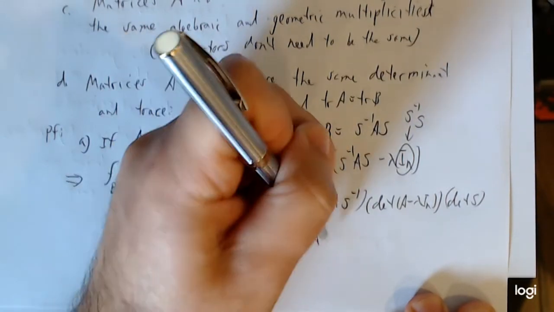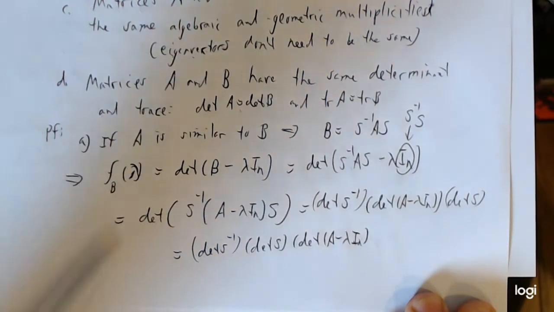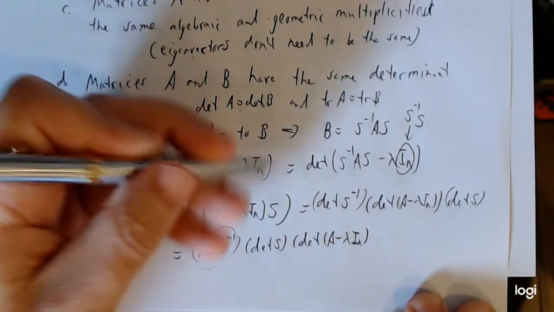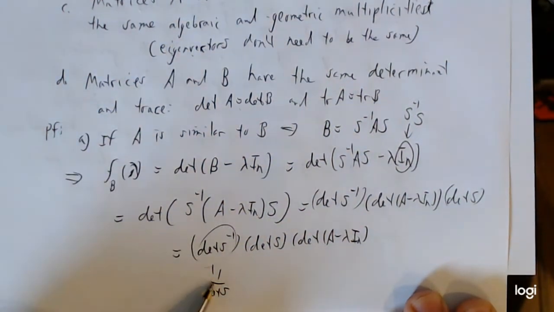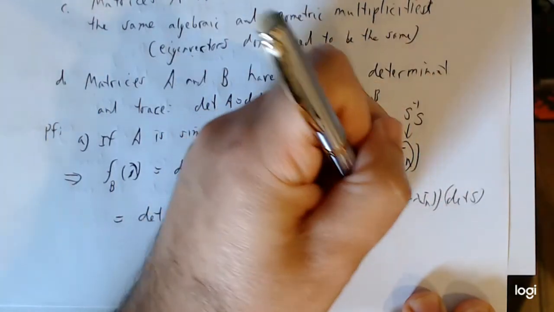And then we're also going to use another fact from last chapter, which is what? What do we know about the determinant of S inverse? This is the same thing as what? 1 over the determinant of S. If you remember, we proved that last chapter. So if this is the same thing as 1 over the determinant of S times the determinant of S, that's going to become 1. And what am I left with?